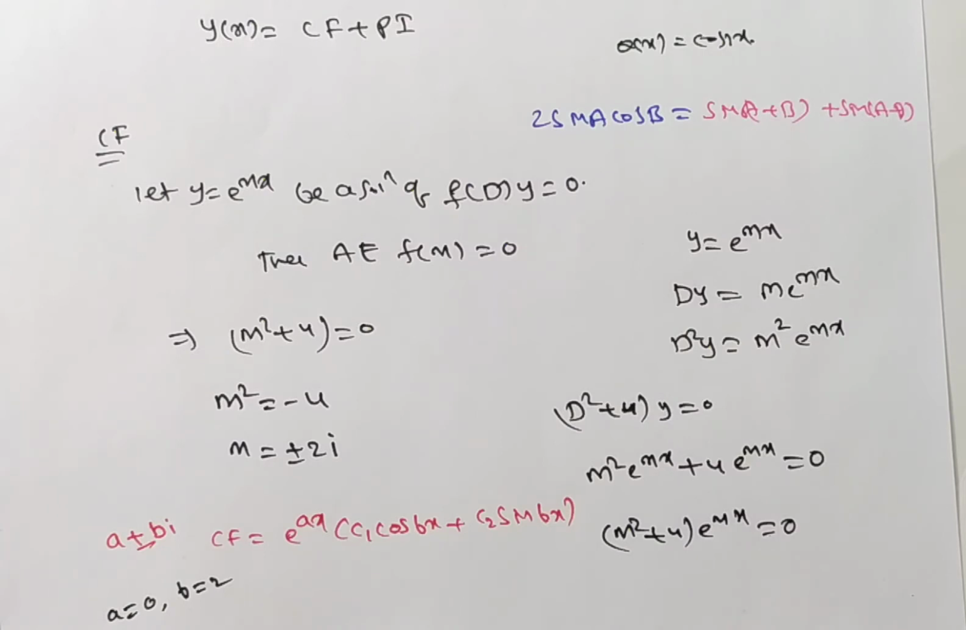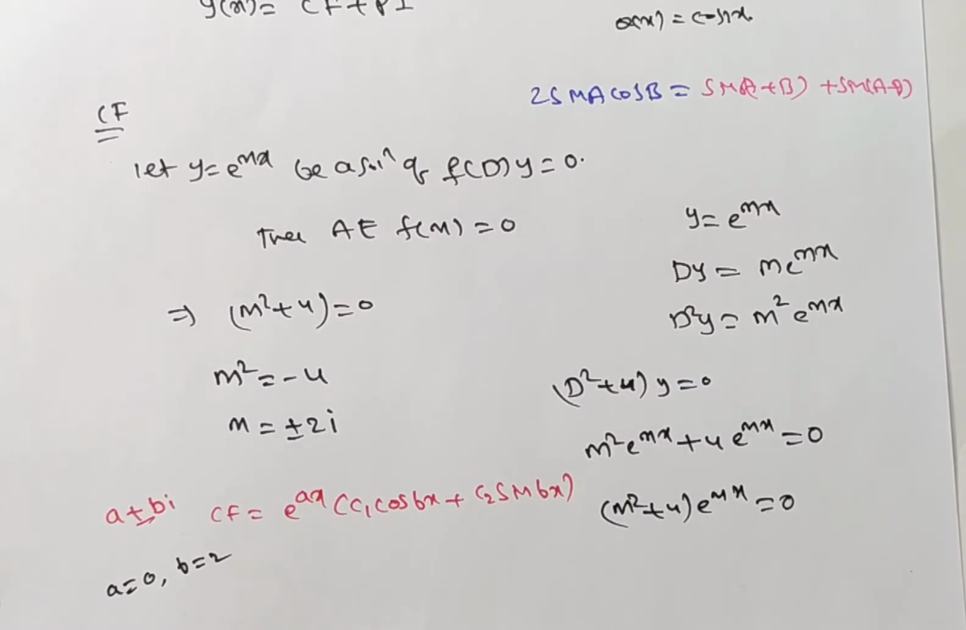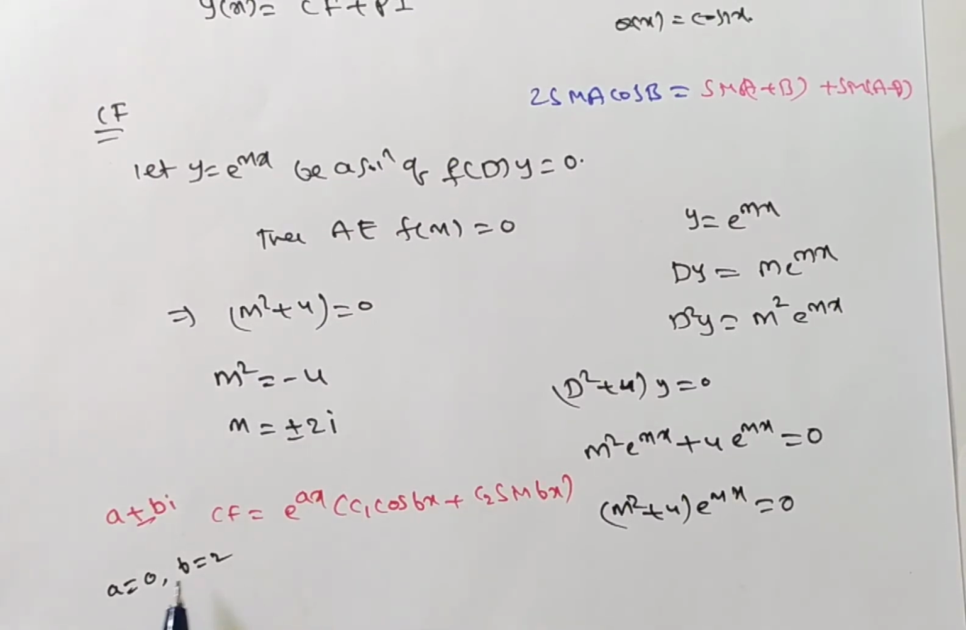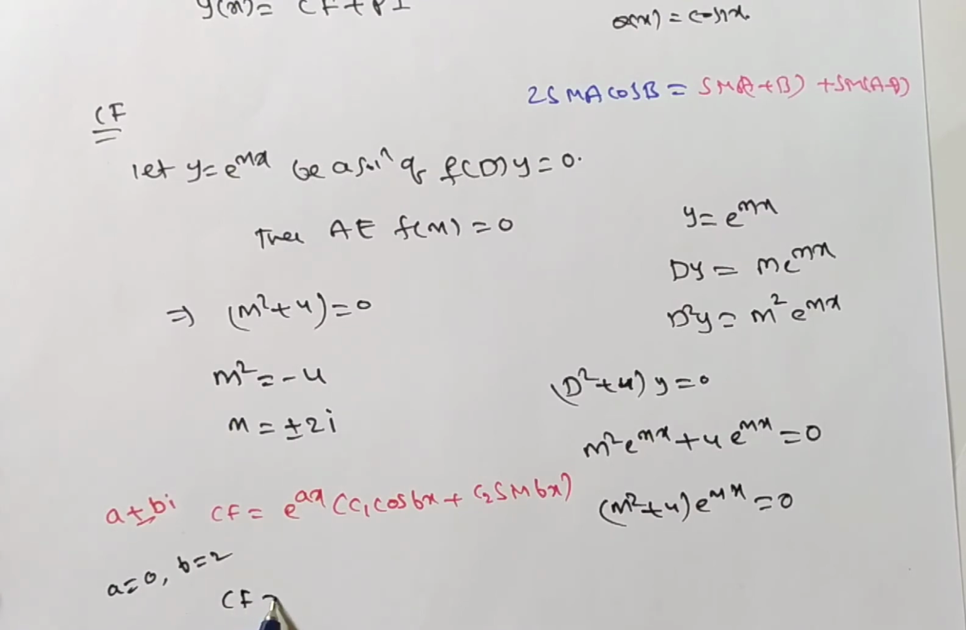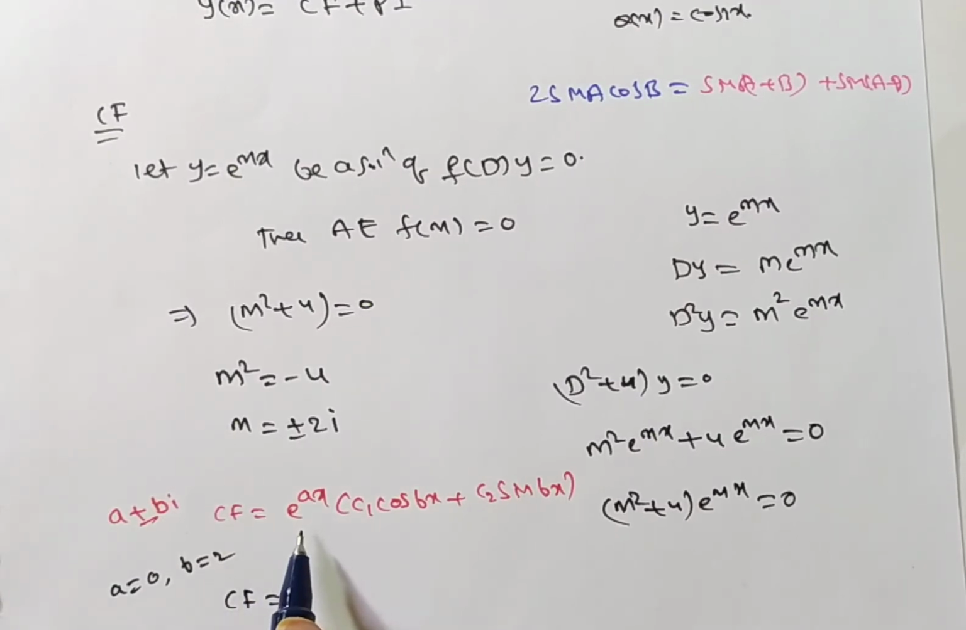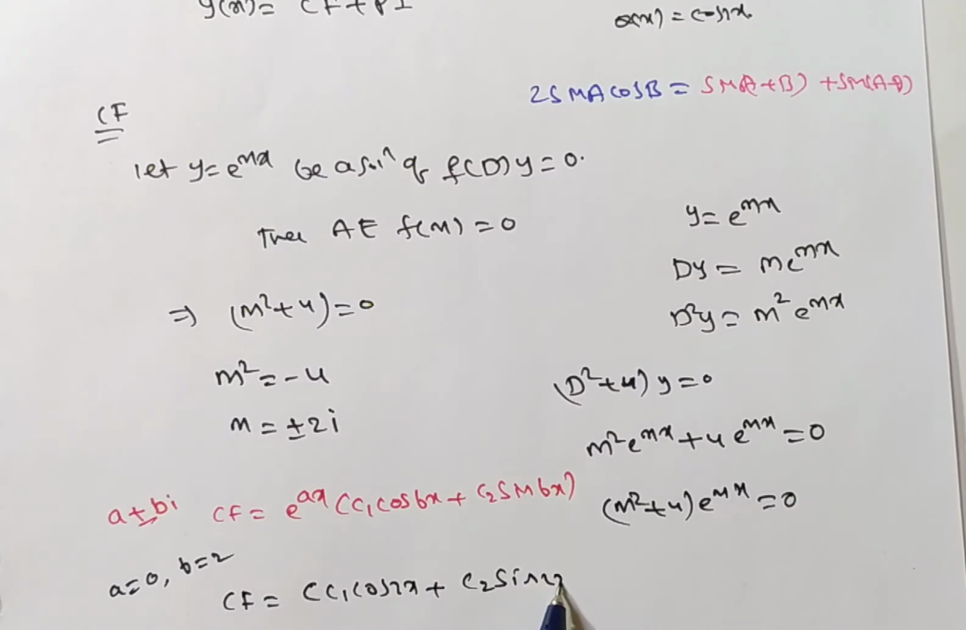If you have 2 plus 3a, 2 minus 3a also you will get. You won't get only a single number, right? Next, if you substitute a equal to 0 and b is equal to 2, then we will have the complementary function is equal to e power 0x, which means e power 0 means 1, into c1 cos 2x plus c2 sin 2x. That's it. So now the complementary function is completed.